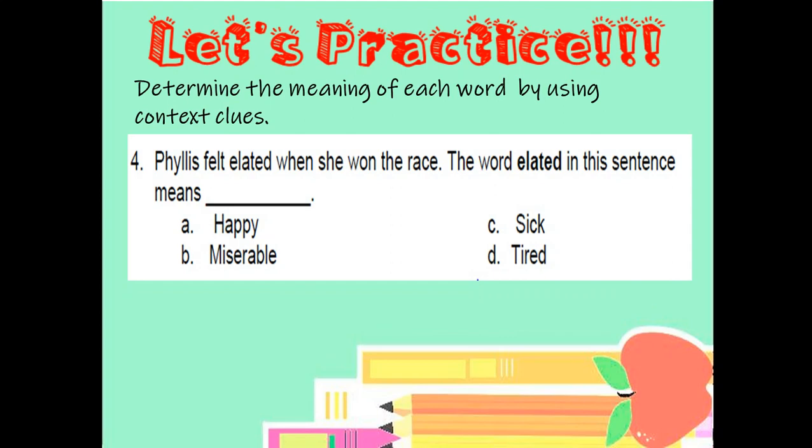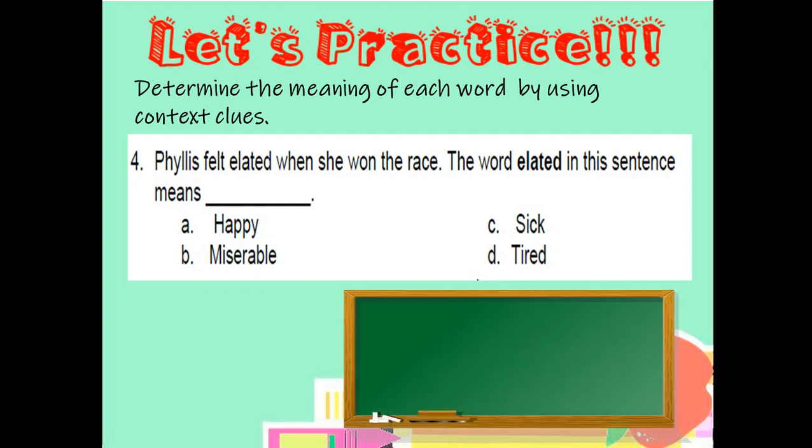Now let's proceed to our 4th statement. Phyllis felt elated when she won the race. The word elated in this sentence means blank. A. Happy, B. Miserable, C. Sick, or D. Tired. Phyllis felt elated when she won the race. The answer would be happy. Whenever you win a certain contest, what particular feeling do you have? That's correct, happiness, right? Elated means happy.